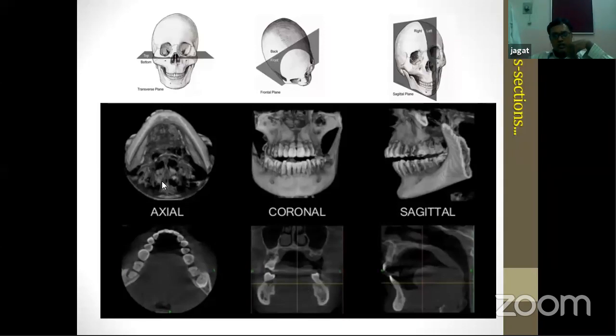These are those models that it reconstructs. This is how it looks from the side. Once these three planes are put together, you get a 3D, three-dimensional reconstruct. And from the front and from below, this is the base of the mandible, and I'm looking into the palate here, right? This is like looking from below.